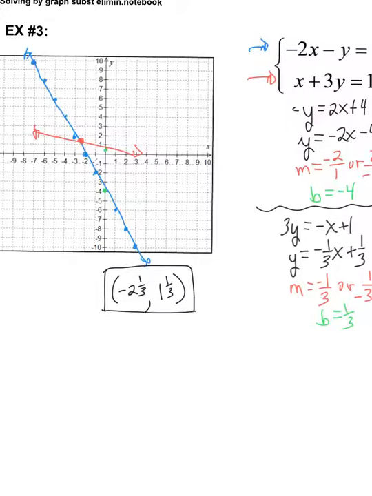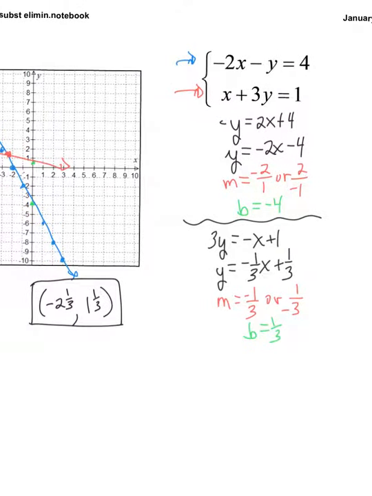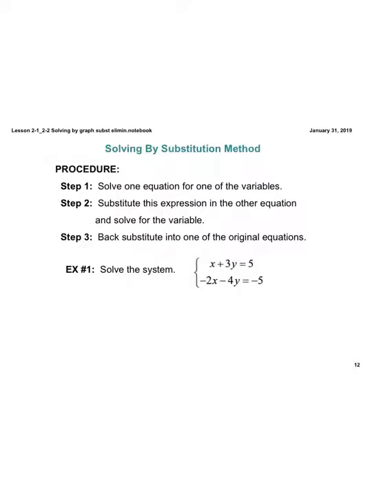Now, the only way for me to know for sure is for me to take this ordered pair and then plug this x and y value into each of these and see, do I get 4 and do I get 1? So that brings us to some better methods for actually solving a system, because who wants to solve a system by graphing? It's just not accurate, at least in this situation. So let's look at solving by the substitution method.